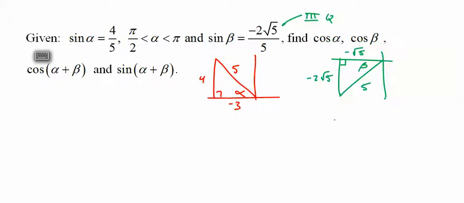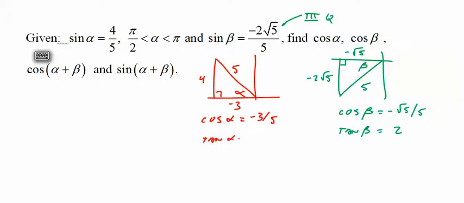I find it very useful to do this. They gave me sine of beta, so let's go with cosine of beta is negative root 5 over 5, and tangent of beta is 2, I believe. I'm going way too fast on these problems. I would never do these fast if I was doing an assignment. Cosine of alpha is negative 3 over 5. Tangent of alpha, I don't need the tangents now. I would need them later for these problems, but we're only doing these.